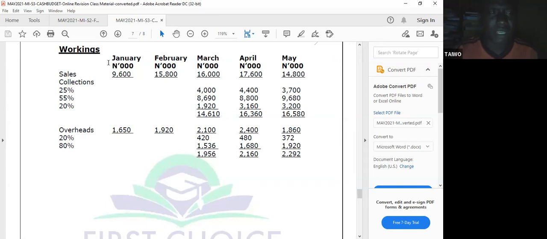Look at it. We are dealing with this January. 25% of what you sold in January, we collected in January, that's understandable. 55% of what you sold in January, we collected in February. That's still understandable. But 20% of what you sold in January will be collected in March. That's when you have 1,920, under 20%.